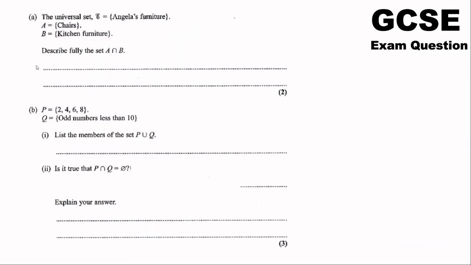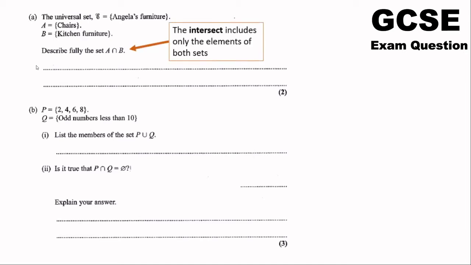Here we've got a universal set defined as Angela's furniture. Set A are chairs, and set B are kitchen furniture. Remember that we're only talking about Angela's furniture. So when we're asked to describe A intersect B, we're looking for elements within set A, so Angela's chairs, and at the same time within set B, so Angela's kitchen furniture.